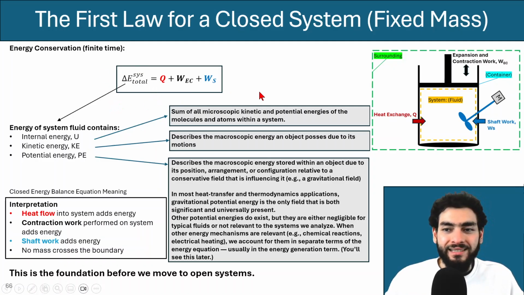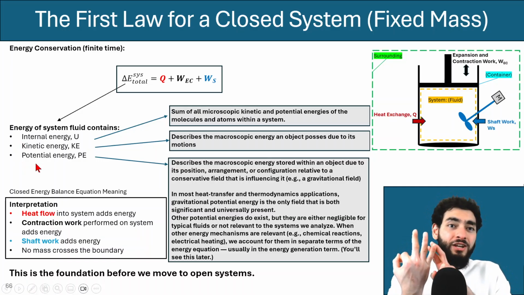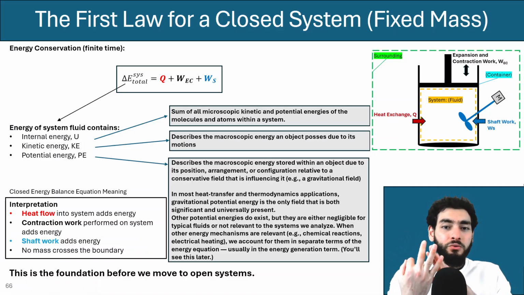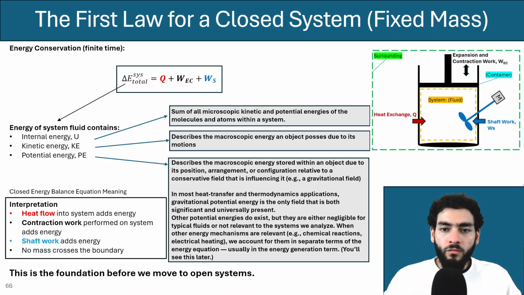And the total energy of the system, in this case, it's just the fluid. So it essentially is composed of three things: internal energy of the fluid itself, the kinetic energy of the fluid, and the potential energy of the fluid. The internal energy is just the sum of all the microscopic kinetic and microscopic potential energies of the molecules and atoms within the system itself. The kinetic energy describes the macroscopic energy that the object possesses due to its motion. Potential energy describes the macroscopic energy stored within an object due to its position, arrangement, or configuration relative to a conservative field that is influencing it, such as the gravitational field.